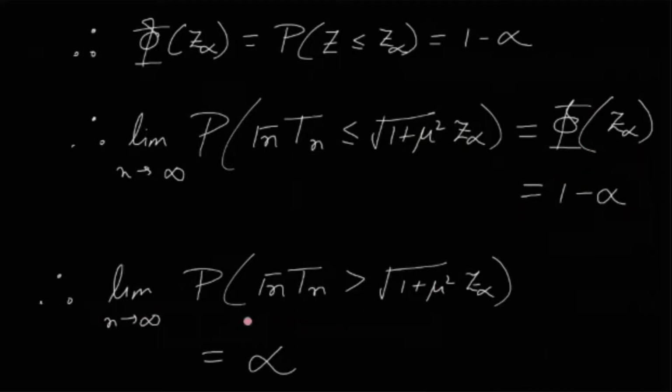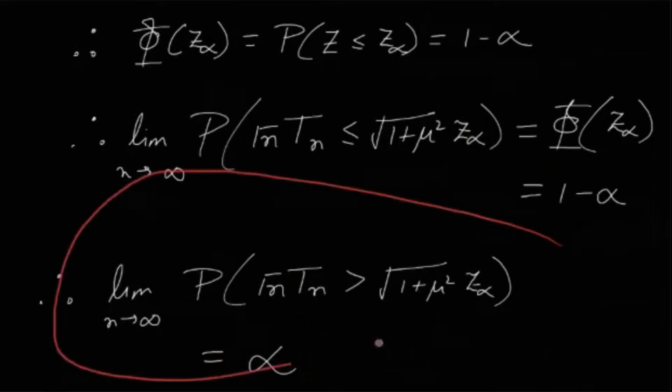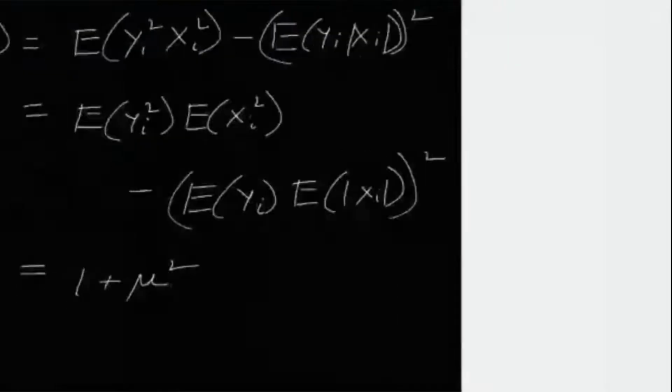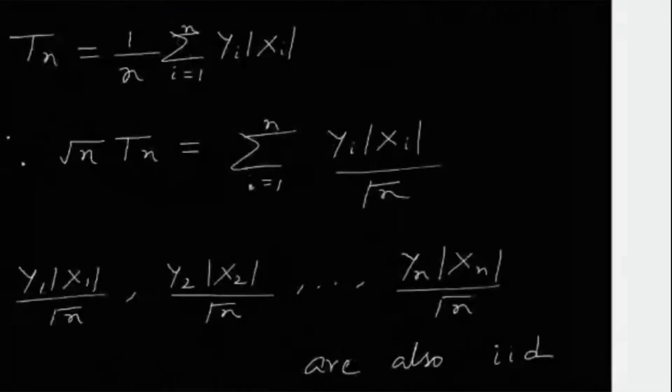Therefore, probability root n into Tn greater than root over 1 plus mu square into z alpha is alpha, right? Because it just becomes 1 minus this entire thing, so it becomes alpha. Coming back to the question, why I am doing this: the first part is easily solved. It is capital phi of z by root over 1 plus mu square. It has already been solved.